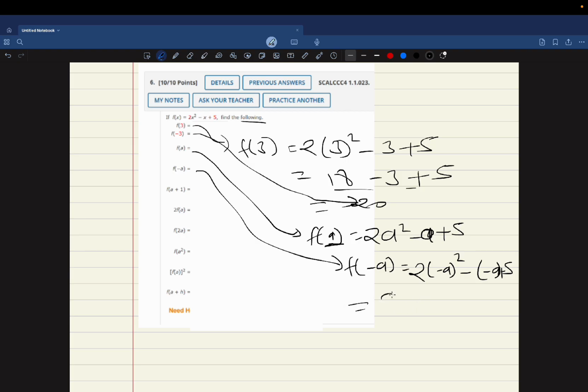Now the next step: minus a squared will be a squared. And then this negative and negative will be positive, and this plus 5 will stay as is. So this is our final answer for this.